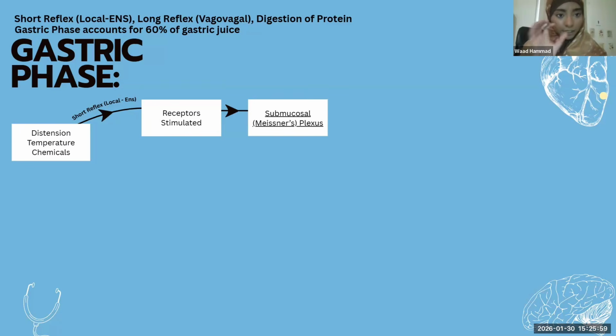So we have a plexus that is in between the layers of our stomach, which is part of the enteric nervous system. Okay? Meissner's plexus, it doesn't go to the central nervous system. This all is purely happening in our stomach, which is why we call it short reflex or local, because it doesn't go anywhere far away.